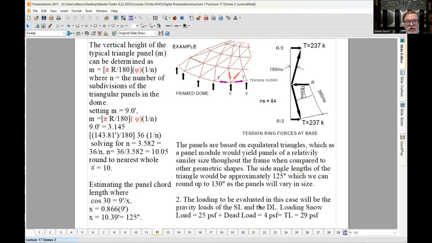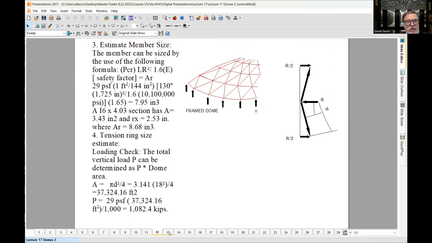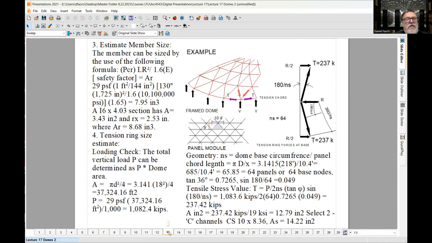Loading in the case would be gravity load, snow plus dead load. Snow load 25, dead load 4, total load 29. Member size can be found using the following formula: critical buckling load P CR L R squared over 1.6E. With our safety factor, we get 29 PSF times 1 foot squared divided by 144 inches squared and 130 inches and radius of, or 1725 inches squared. Divided by 1.6 times our modulus of elasticity E, 10 million, and we're all in PSI, inches and pounds for units. And 1.65 is our safety factor there.